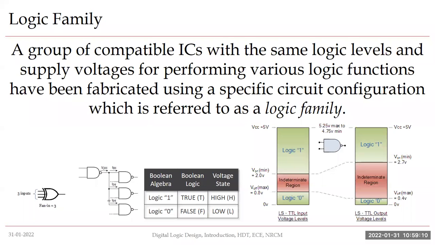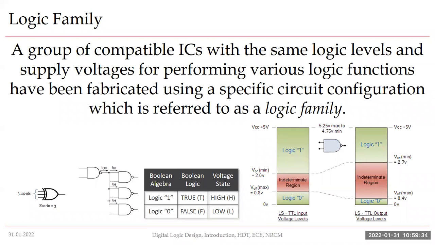For example, we can say the family of human beings, family of dogs, family of cats. Similarly, families of ICs have similar operating characteristics. That doesn't mean they are all doing the same job. We are saying that they are fabricated from the same technology.